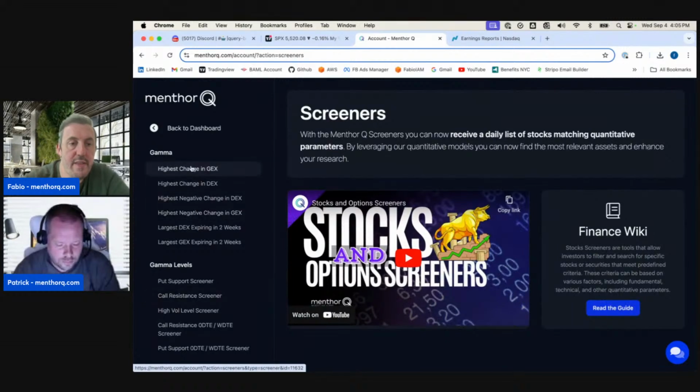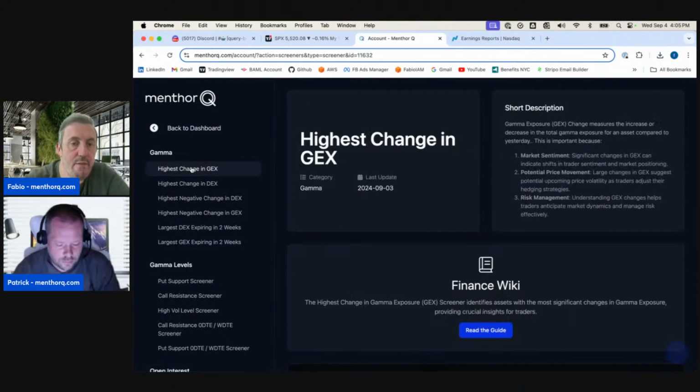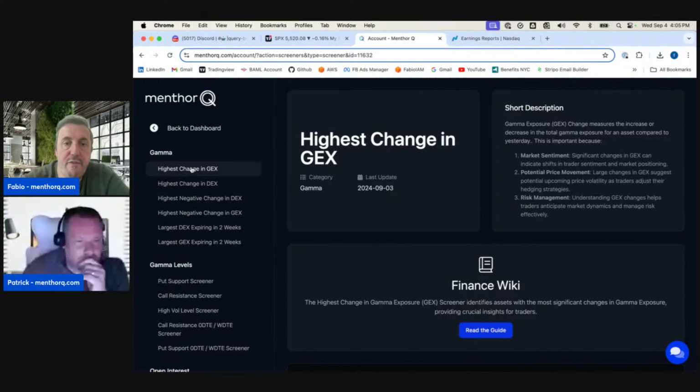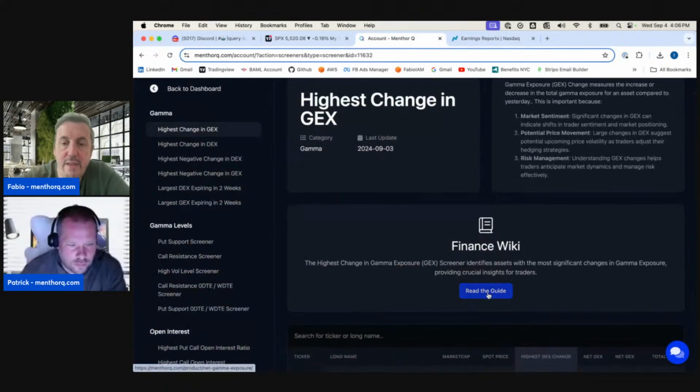So the first thing we want to look at is if we click on the highest change in GEX. Let's start from the first one. The first thing you see is the update. It was last updated last night, so this is data that you would have accessed this morning. We're going to go into some examples. Then you have a short description of the screener, and then you have a link to the guide, right?